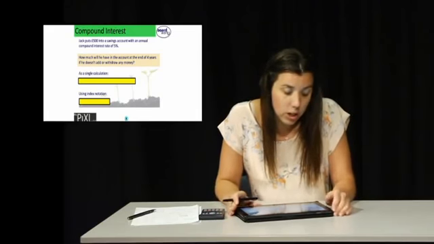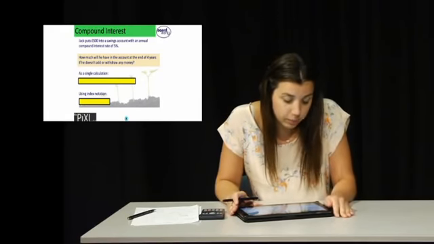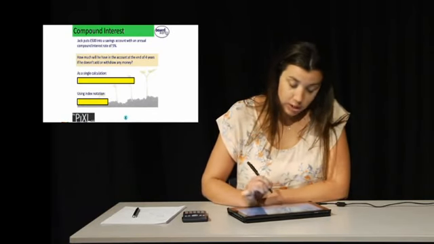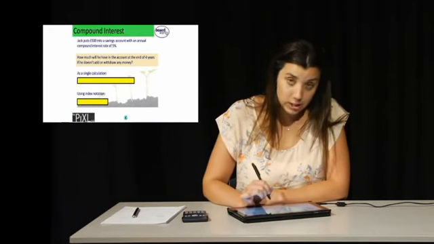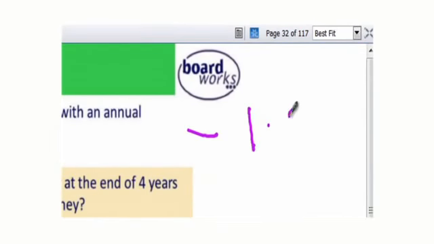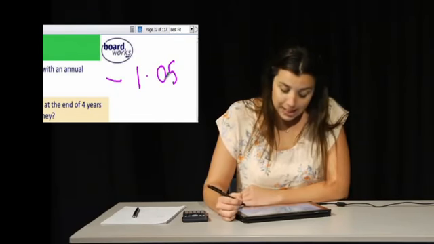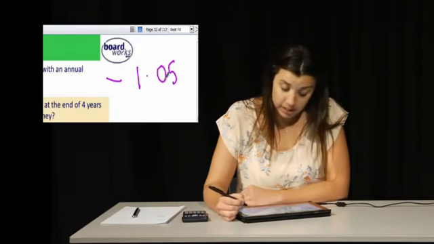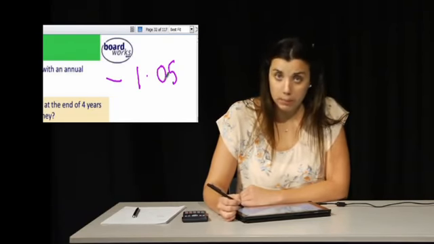Let's have a look at this together. We're going to look at compound interest. Jack puts £500 into a savings account with an annual compound interest rate of 5%. Straight away, a 5% interest rate is an increase, so we know our multiplier is going to be 1.05. That's 100% plus 5%. The question is, how much will he have in the account at the end of 4 years if he doesn't add or withdraw any money?